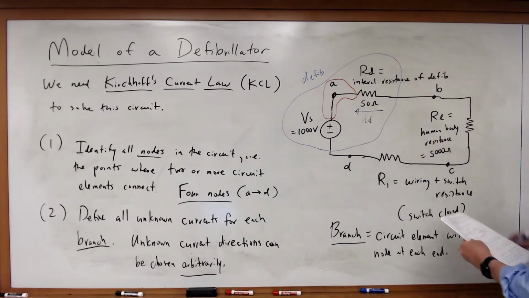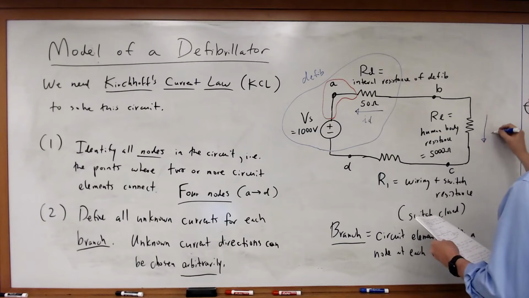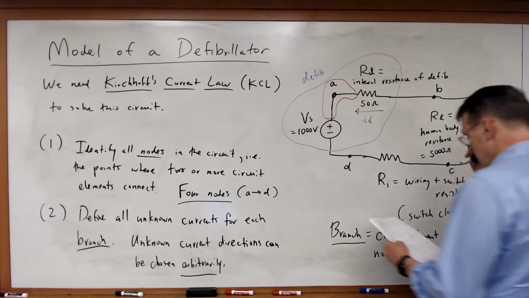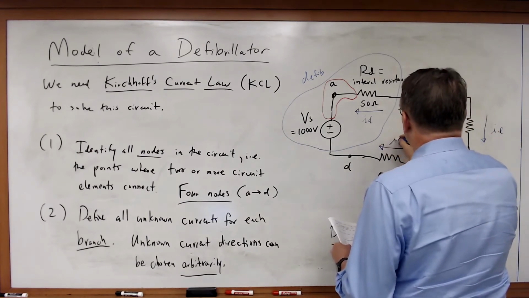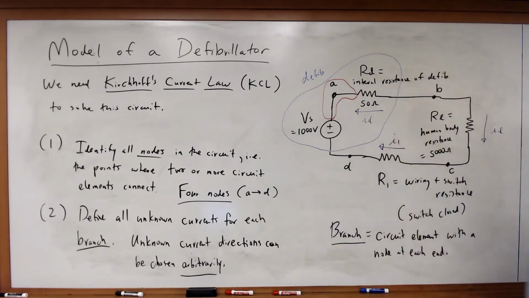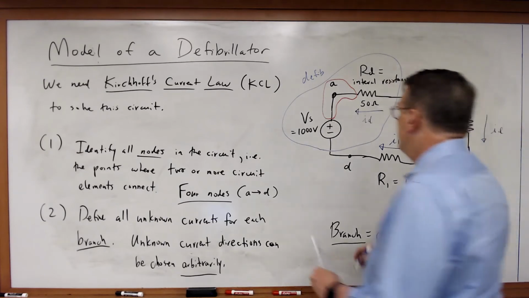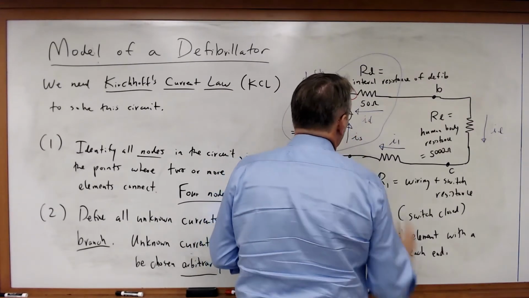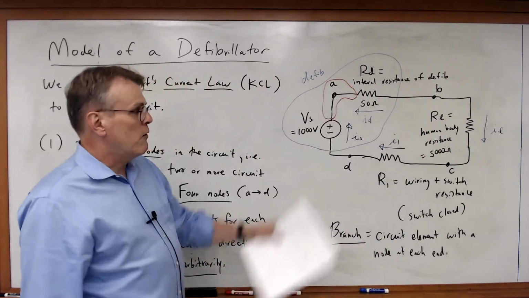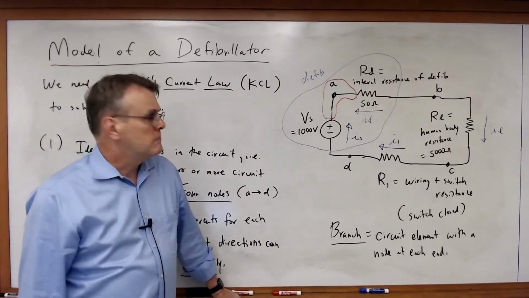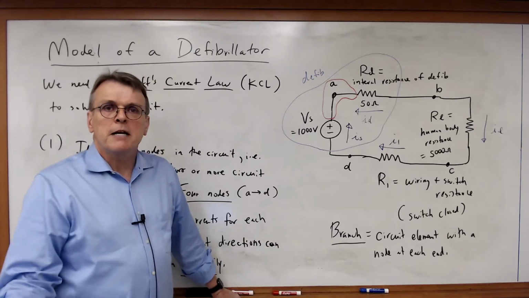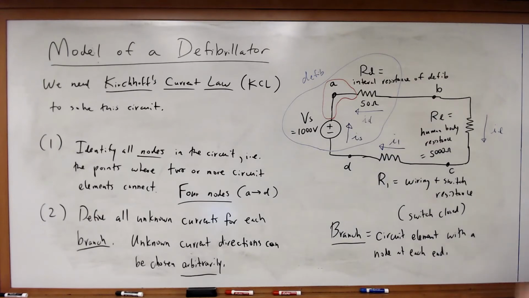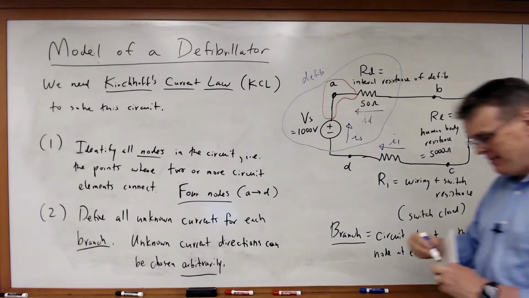For this resistor here, I'm going to pick a current flowing down. I'm going to call that I sub L. For this resistor, I'm going to pick a current I1 flowing right to left. And for this voltage source, I'm going to pick a current flowing through it called I sub S flowing from bottom to top. So in this case, I've just gone through and arbitrarily picked those directions. Now, having done that, what's the next step?